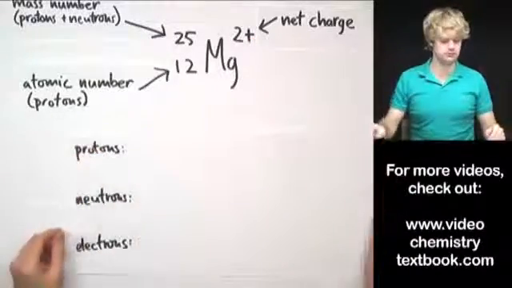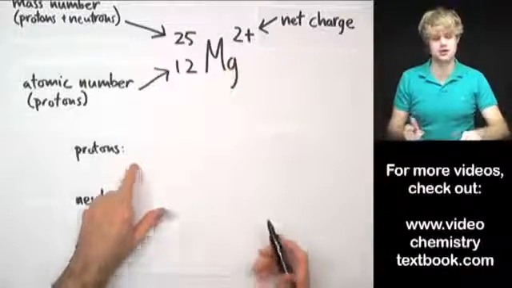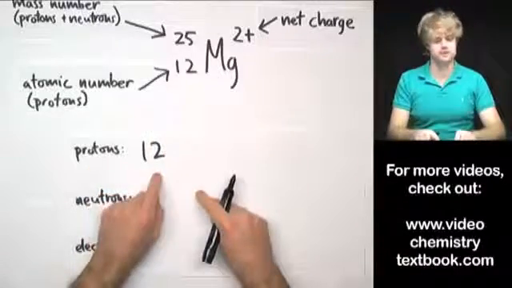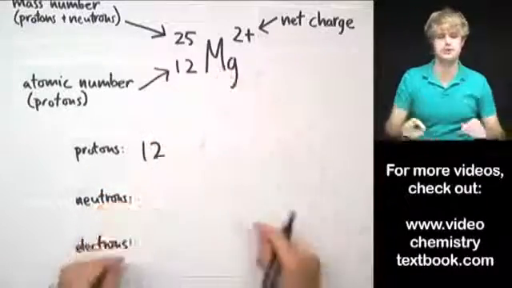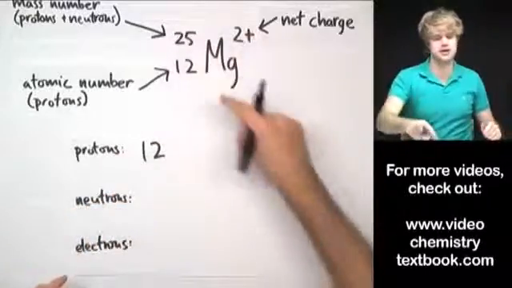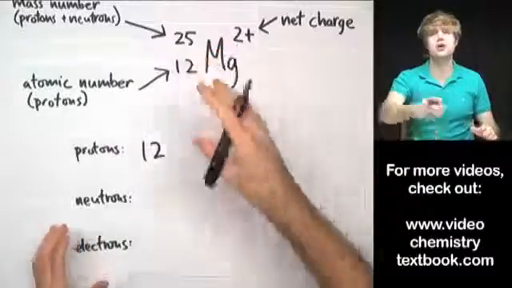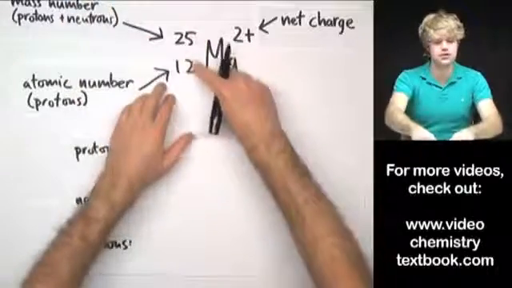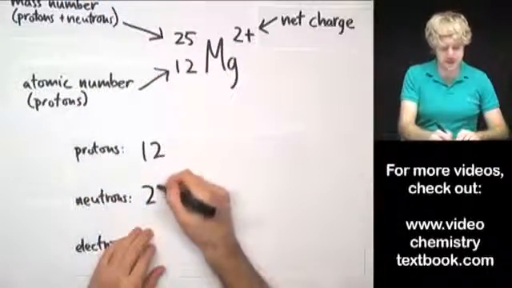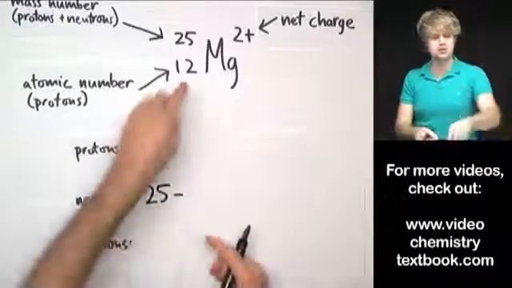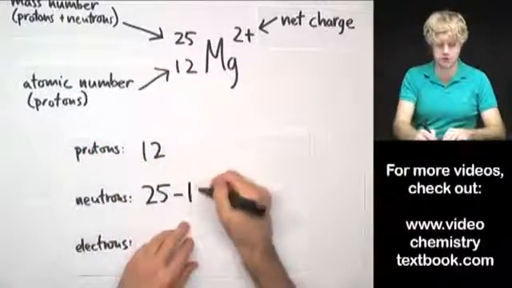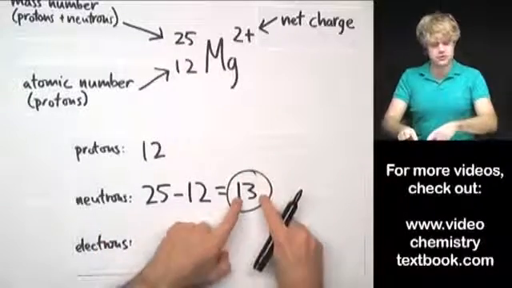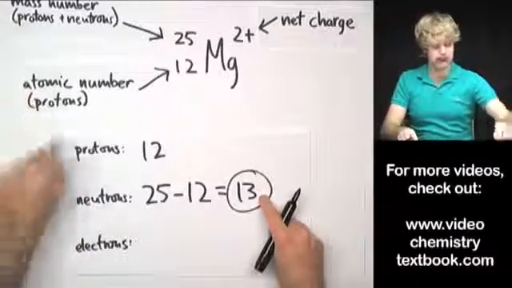Let's do this now. How many protons are in this atom? That's easy. The atomic number here is 12. So 12 protons. How many neutrons in this atom? That's a little bit harder because we don't have a number here that's actually neutrons. But this number here is protons plus neutrons together. So if I know protons and neutrons, and I know the number of just protons, I can take my mass number and subtract the atomic number, the number of protons. I get 25 minus 12, which gives me 13 neutrons: the mass number minus the atomic number.